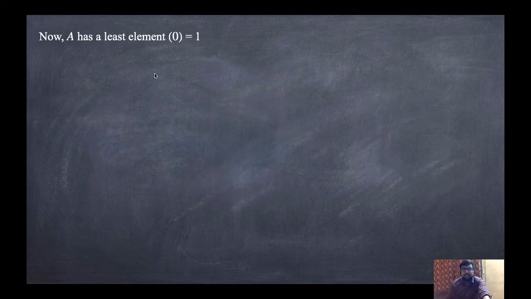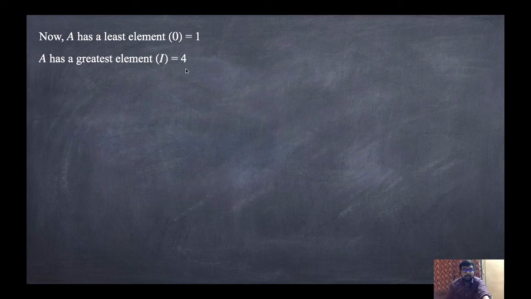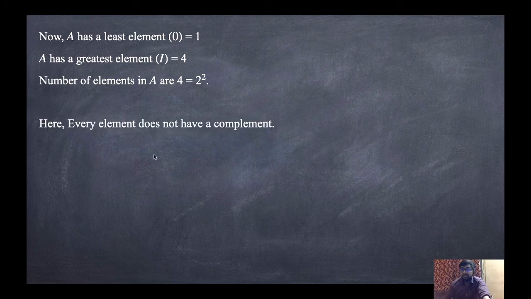So A has a least element. How? So again, I'm just doing just one. We have this Hasse diagram: 1, 2, 3, and 4. So see, this 4 is the greatest element and this 1 is the least element. And we are calling this least element as 0 and 4 as I. So least element is 1 and greatest element is 4. And the number of elements can be represented as 2 raised to 2. So that property is satisfied. Now let us check for the complement.